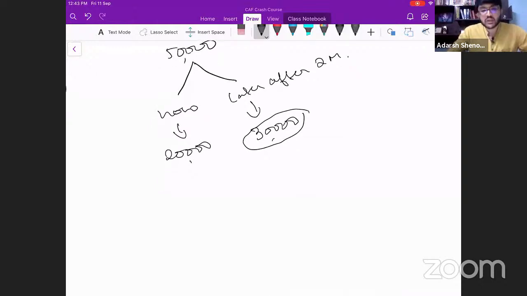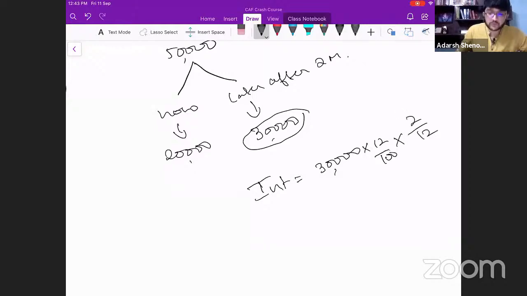Now the next question will arise. What is the interest amount? Interest amount is 30,000 rupees into 12 by 100, 12% they have said, into what? 2 by 12. Don't forget to do 2 by 12 because it is for 2 months. So that is 600. This is the interest.